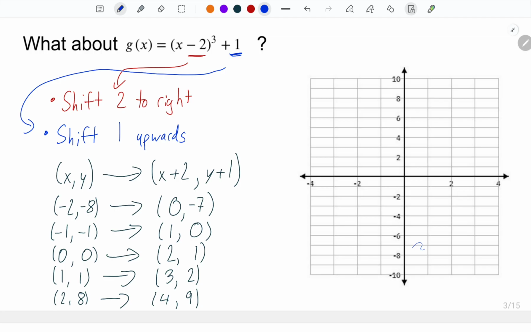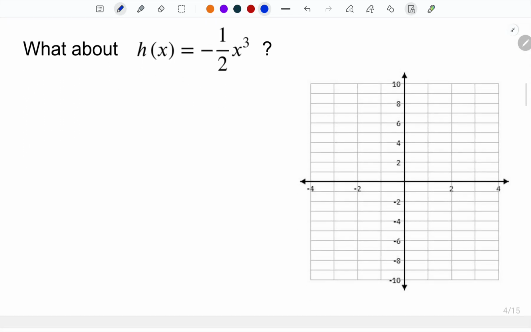So then we will have 0, -7, 1, 0, 2, 1, 3, 2, and then 4, 9. And so it'll be the same kind of shape, but now we've just shifted that origin up and to the right. So there we go.